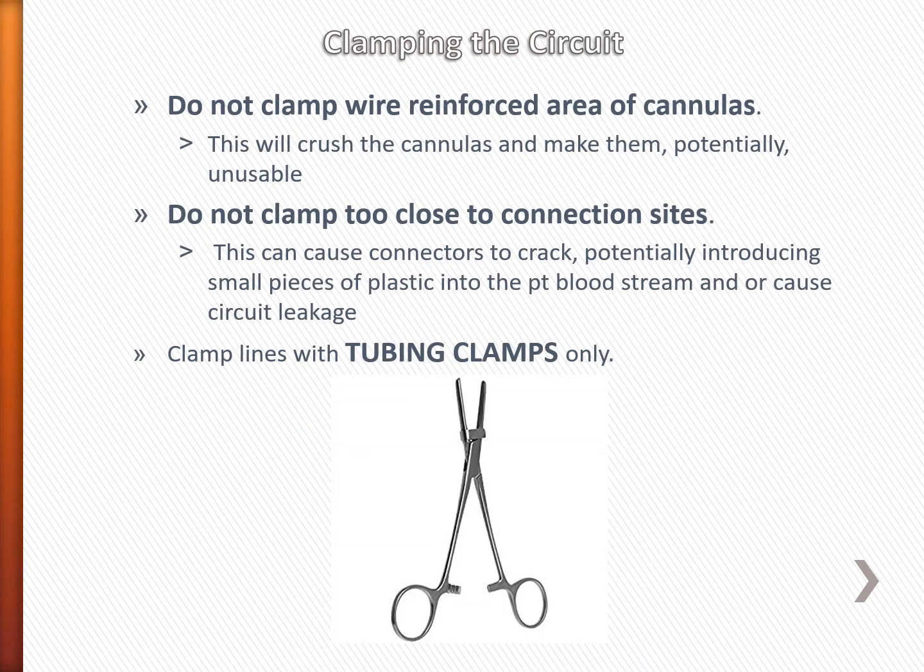Clamping the circuit. Do not clamp wire-reinforced areas of the cannulas. Most, if not all, of the cannulas we use for ECMO are wire-reinforced. This helps to prevent kinking of the cannulas in the patient. However, if you clamp them, the wire will crush and it will stay that way, and most likely we'll have to exchange the cannula for a new one.